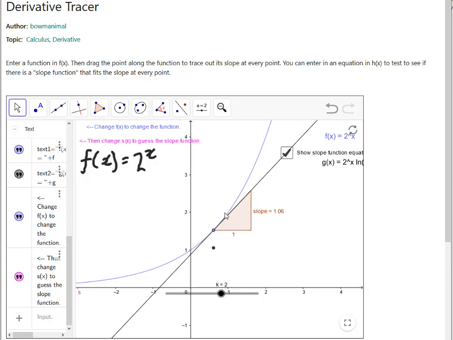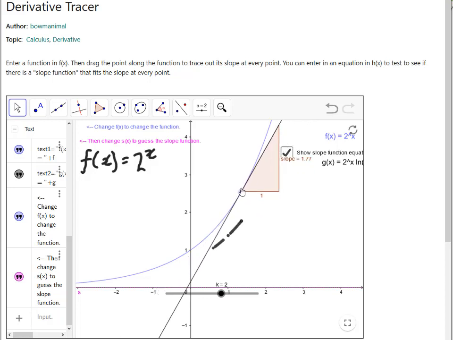If we move this along, we can plot the gradient here. You can see that the gradient gets steeper. If I add another 1, then I add another 1.77 to the value of the function. That's the 1.77 plotted there.